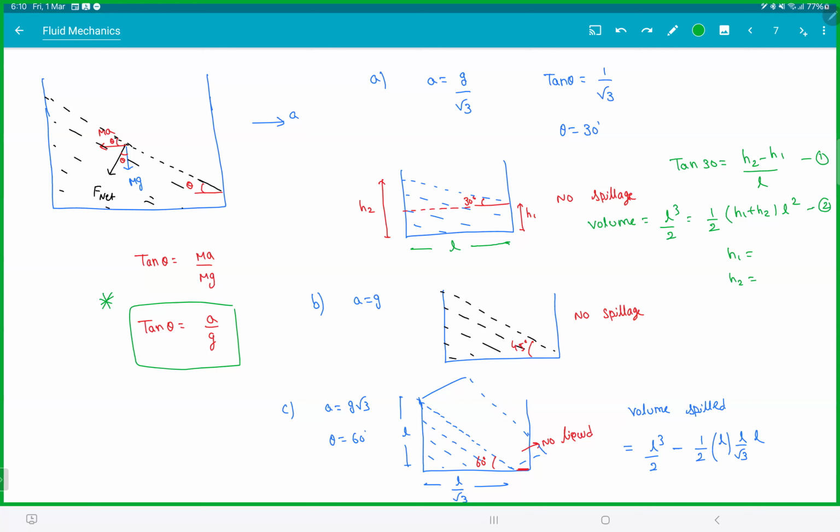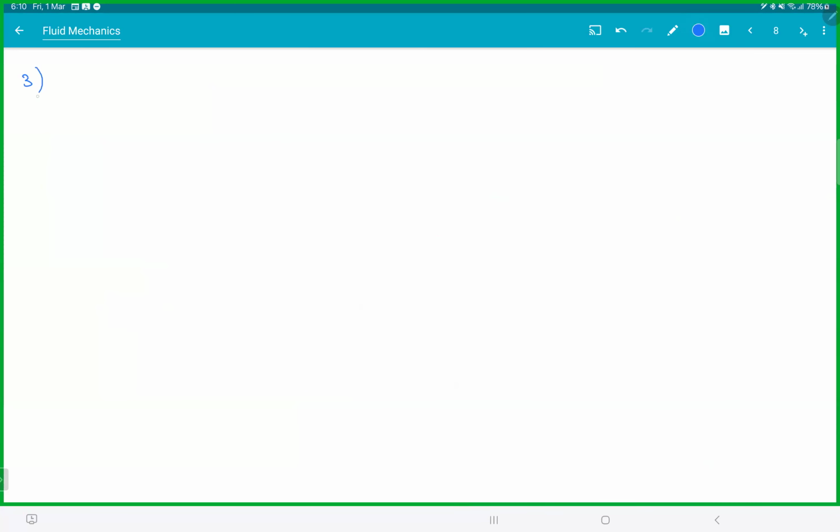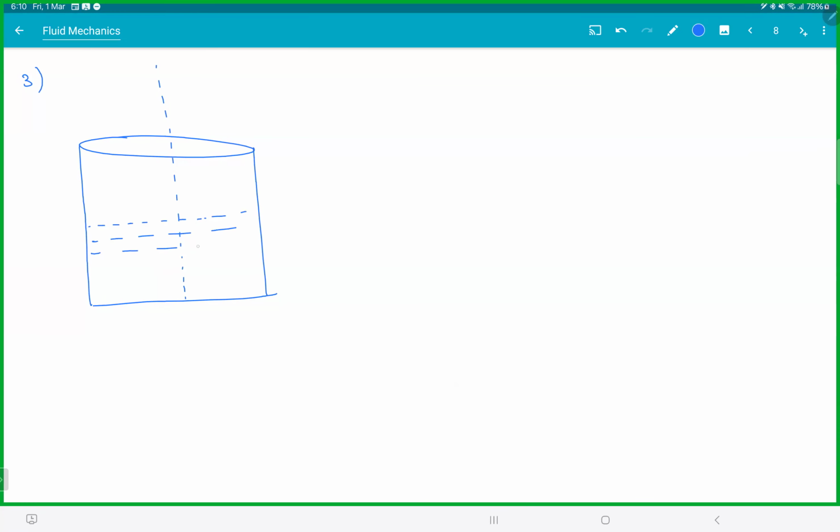Next one. Next one is even better. It will be a good advanced paragraph question. We have a cylindrical container. So initially you have some water. This is height h. This is the radius r. Height of the container is capital H.